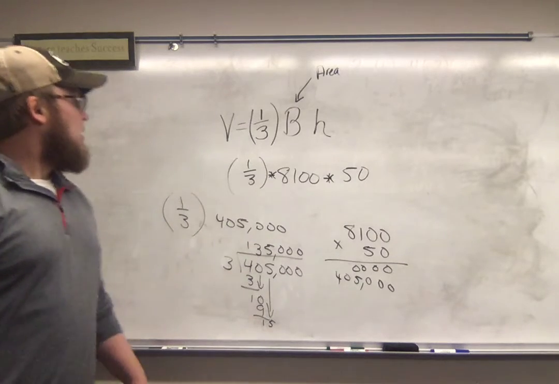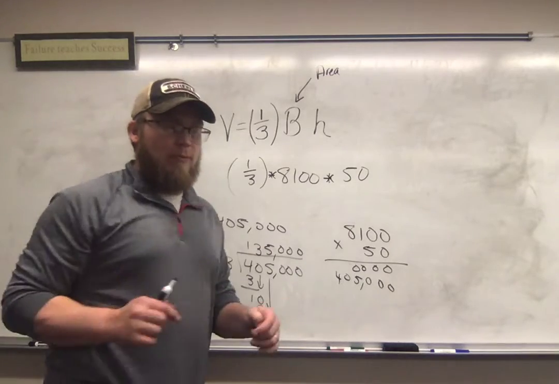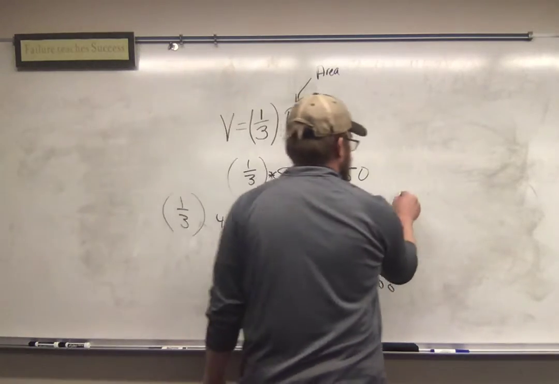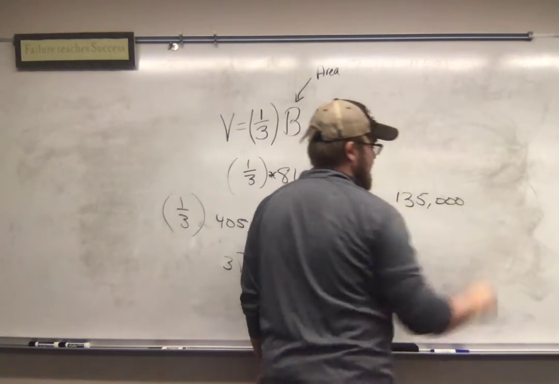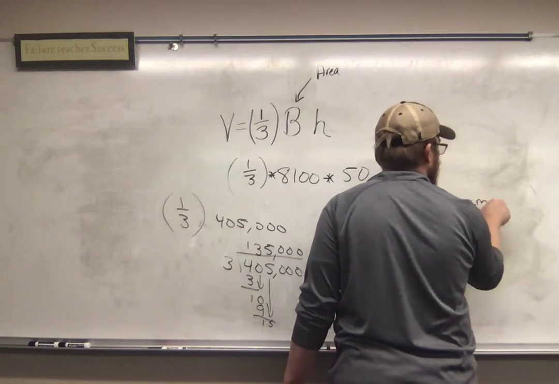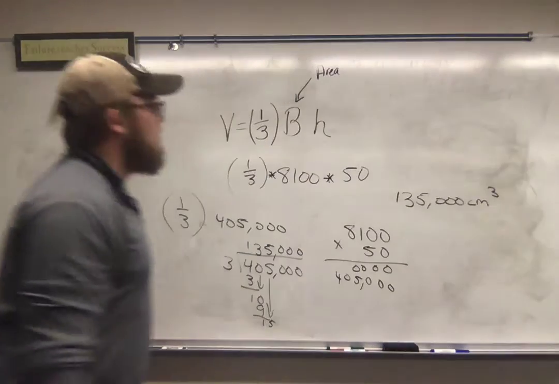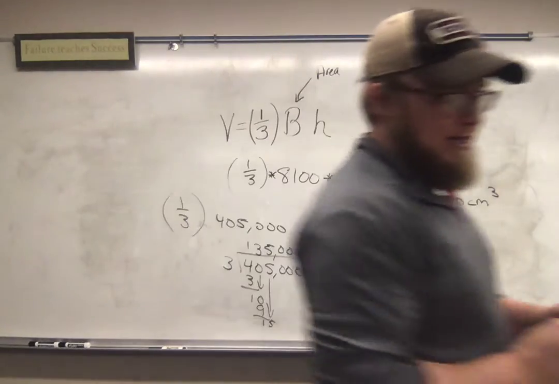Okay, so the volume of the square pyramid here is going to be 135,000 centimeters cubed. Now, I'll get out of the way, and you can see that, but I'll just say something.